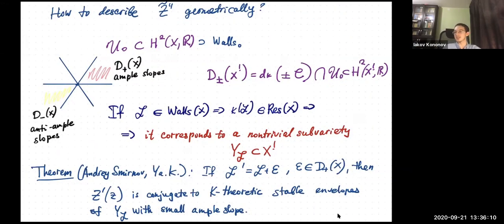And let's discuss now how to describe this matrix depending on Z. What does it have to do with the dual variety? So let's consider a small infinitesimal neighborhood of 0 in the real second cohomology of X, and consider walls passing through 0. This decomposes it into chambers, and two chambers are distinguished, corresponding to ample slopes and to anti-ample slopes.